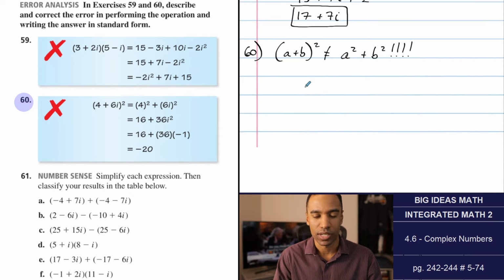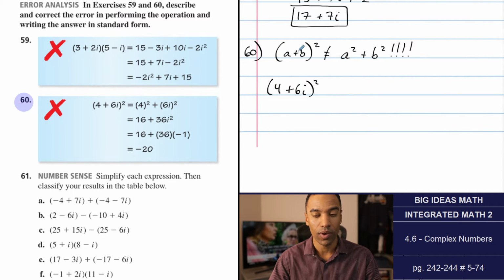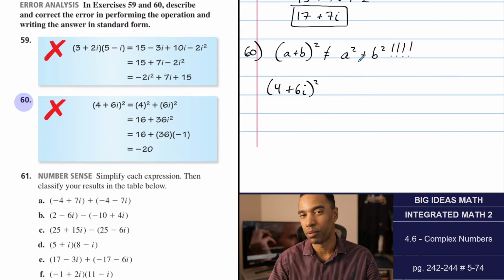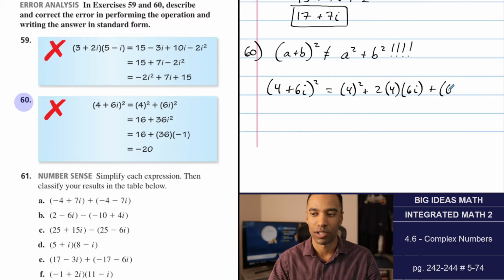So for this number 60, how do we fix it? Well, let's go from the beginning. 4 plus 6i squared. You know what a plus b quantity squared is? It's a squared plus 2ab plus b squared. We square the first term. We double the product of these two terms. And then we square the last term. So that's what we do. There is an a squared, there is a b squared, but we do more.